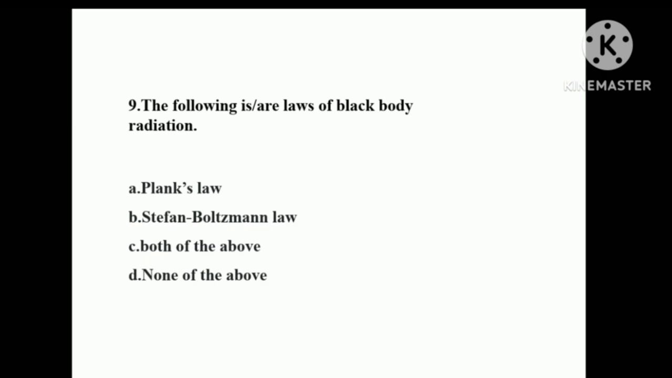Question number 9. The following is and or laws of black body radiation. Option A, Planck's law. Option B, Stephen-Boltzmann's law. Option C, both of the above. Option D, none of the above.